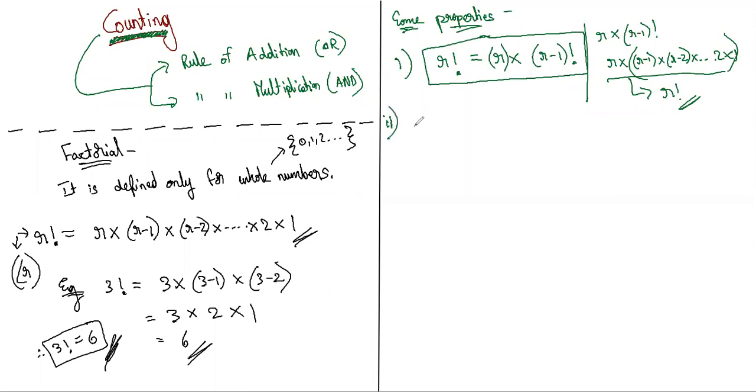And needless to say, R factorial can also be written as R into R minus 1 into R minus 2 factorial. So on and so forth. Okay.